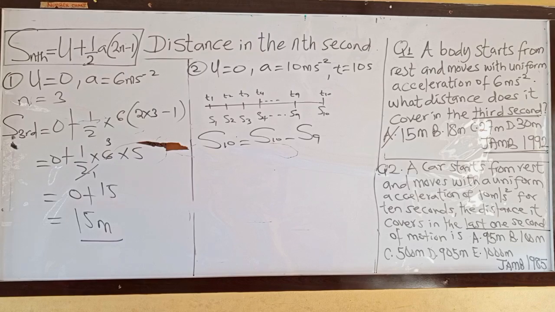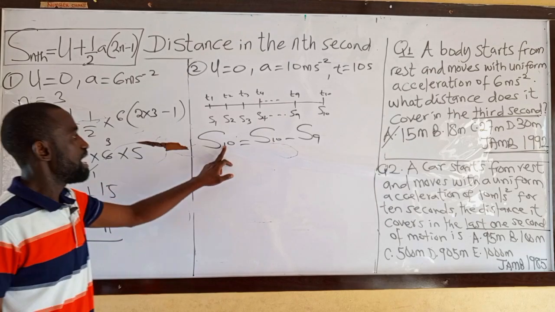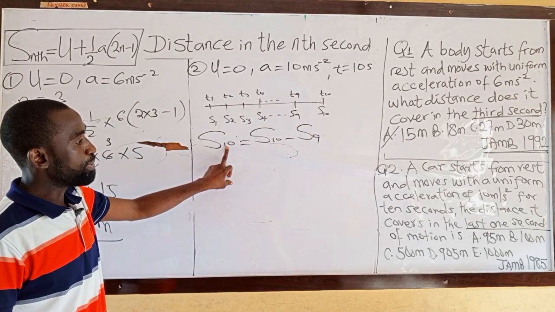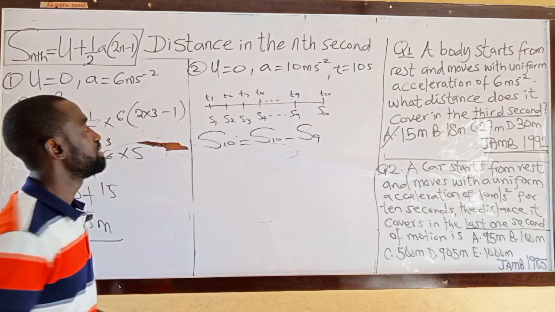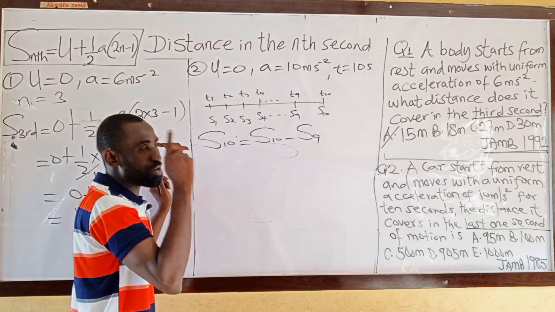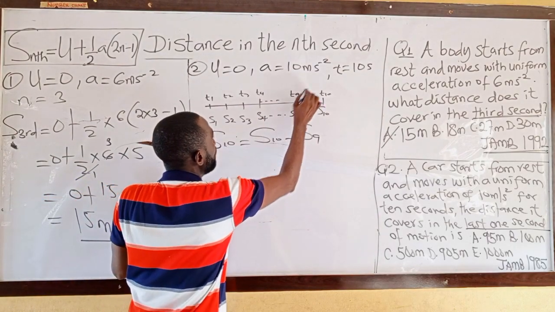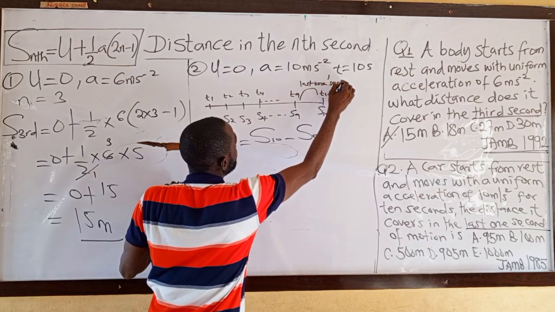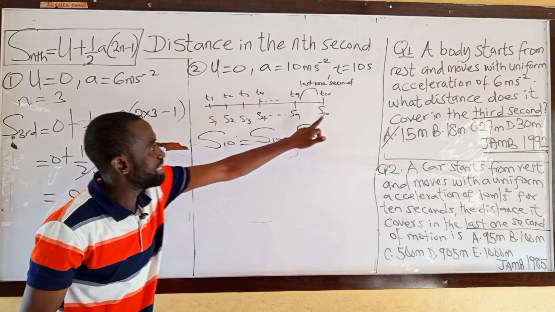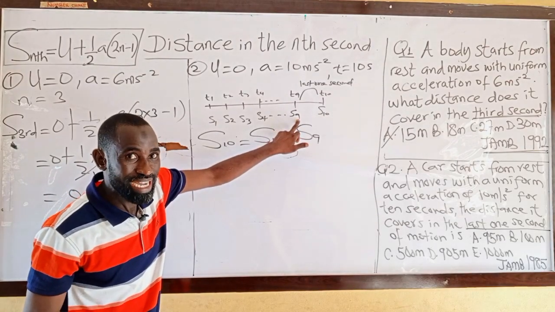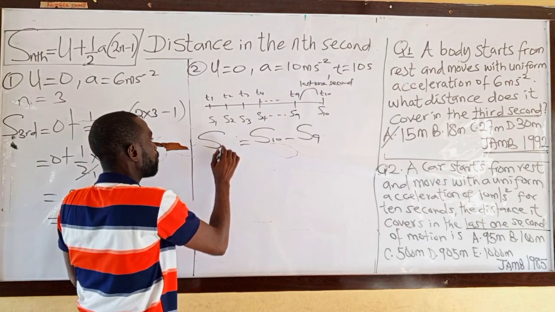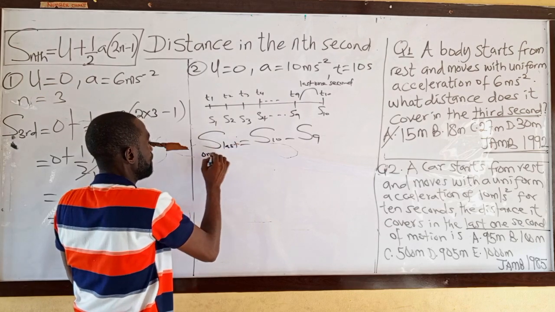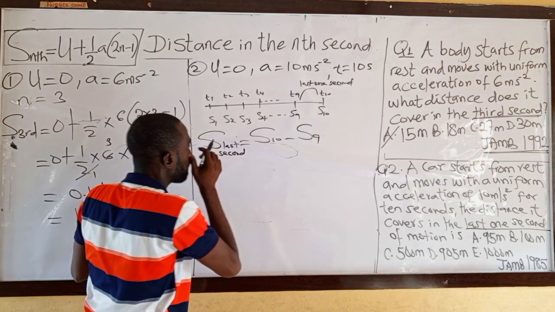So let us apply the formula. What will be our n? Our n is 10. I'm going to solve this question in two ways so you get the concept. This is where the last 1 second is, between 9 and 10. That is the distance in the 10th second, that is, the 10th minus the 9th. So let us go.